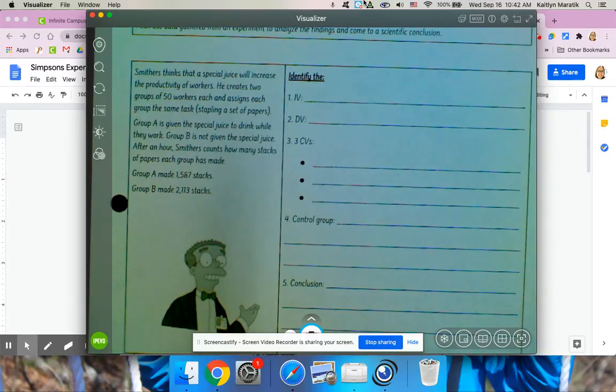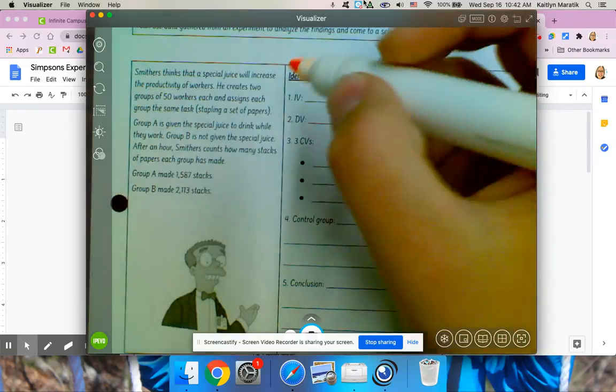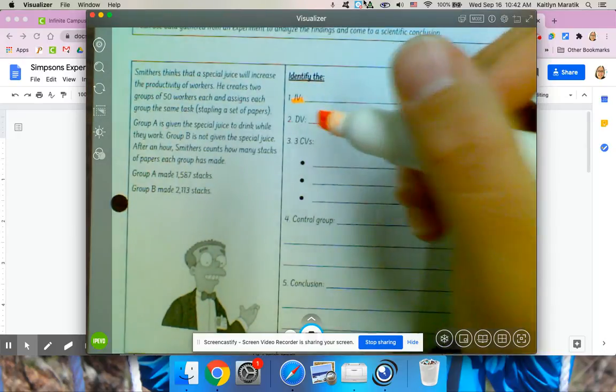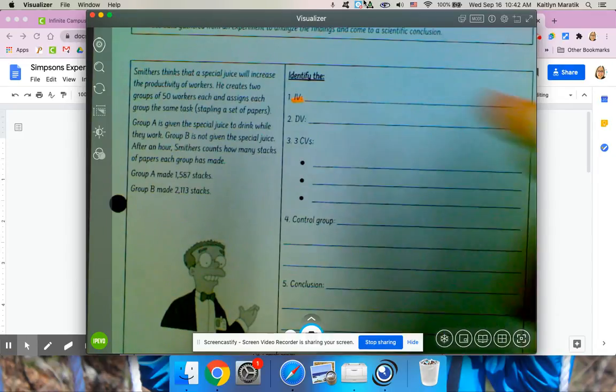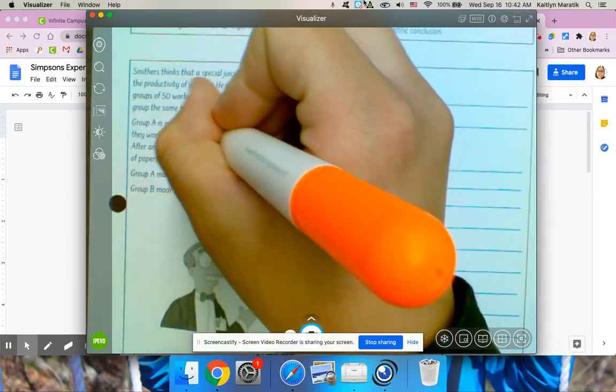So first is our independent variable. That is the one thing that I change. It starts with the letter I, so it's the one thing I change. The thing he is changing is giving them this special juice to drink.